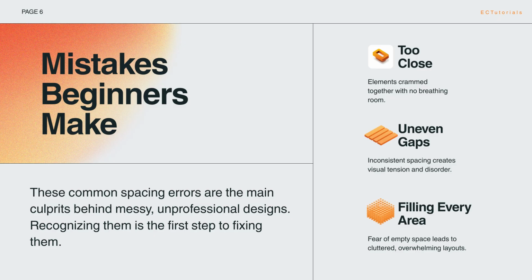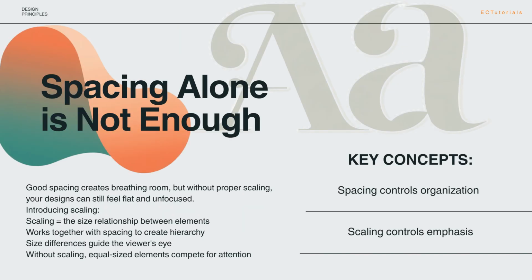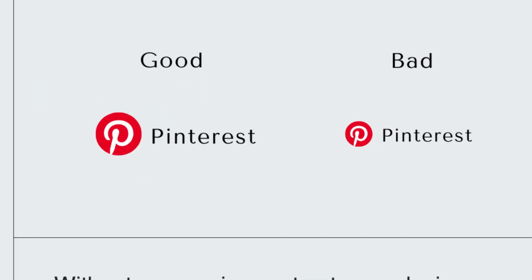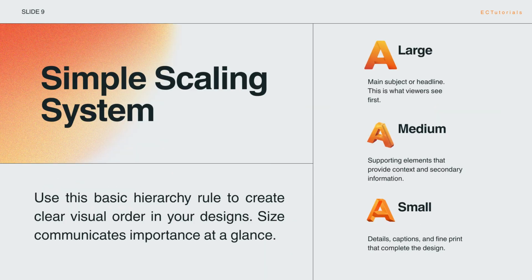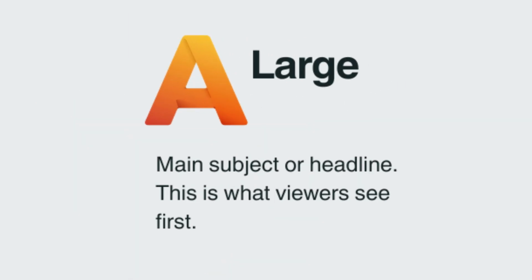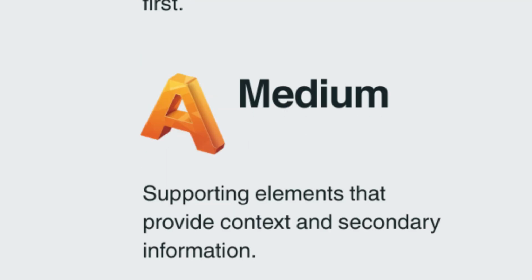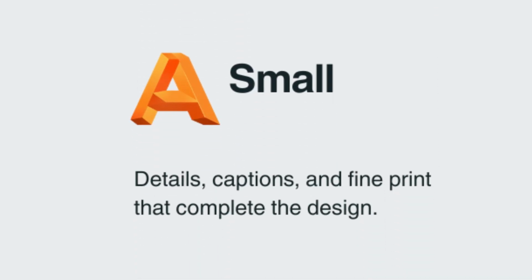But here's the part most people miss. Even if your spacing is correct, your design will still look messy if your scaling is inconsistent. Scaling refers to the size relationship between elements. If everything is almost the same size, nothing stands out. If sizes are random, the design feels chaotic. You need clear contrast. For example, your main subject or headline should be significantly larger, supporting elements should be medium, and minor details should be smaller.